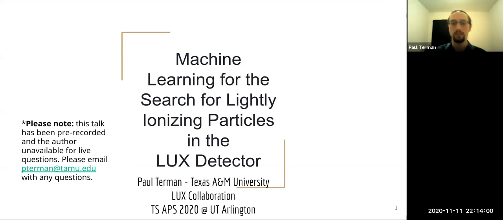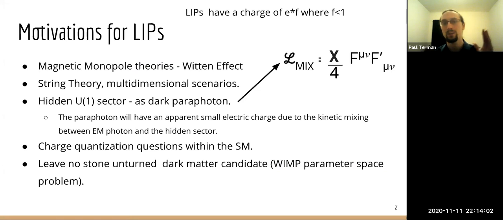I'm going to talk to you guys about how we've used machine learning in the LUX detector in our search for lightly ionizing particles, also known as LIPs, also known as fractionally charged particles, which have a charge less than that of an electron.